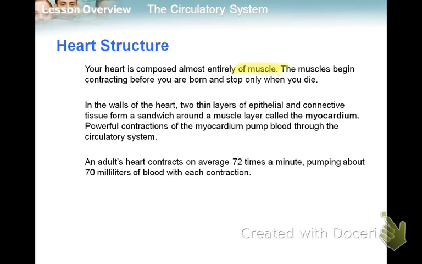You probably already know that your heart's a muscle. The muscle contracts before you're born. Right around 10 weeks of embryonic development is when the heart starts beating, and it stops only when you die. There are two thin layers of epithelial and connective tissue sandwiched around a muscle layer called myocardium. These contractions of the myocardium pump blood through the circulatory system. Resting heart rate on average is about 72 beats per minute, and each contraction pumps about 70 milliliters of blood.